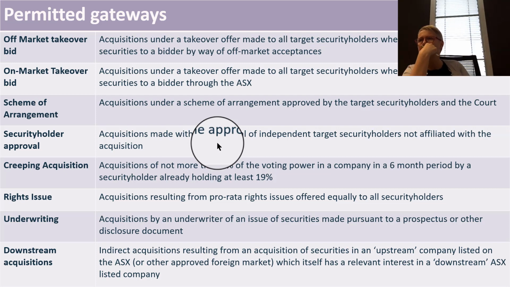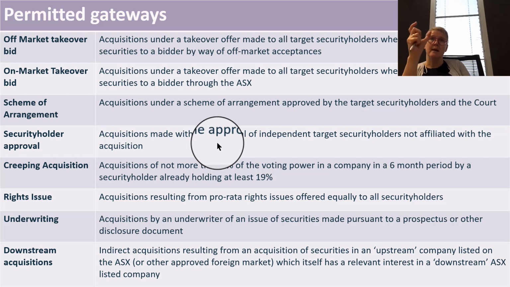I can't remember what it was exactly. And that was a renounceable rights issue. So you could take it up or you could renounce it, and any amounts that were left over would be picked up by an underwriter and then sold into the market.